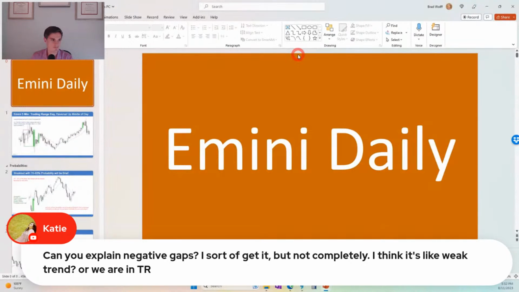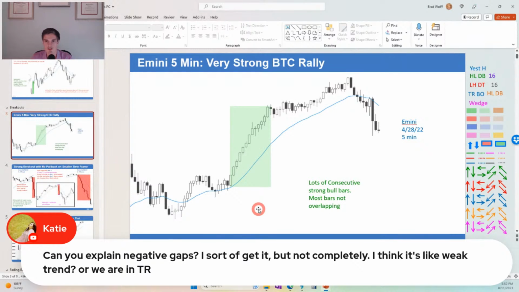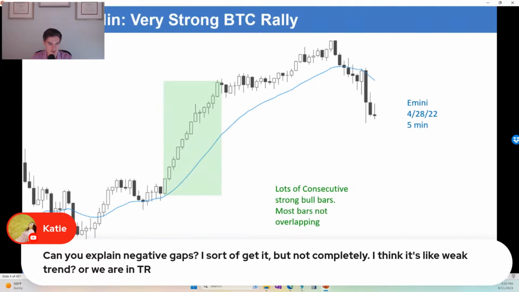So can you explain what a negative gap is? Well, first off, we've got to explain what a gap is. And a gap is a thin area from price. So here's a bear bar and here's a big bull bar. Let's make it bigger so we can see it.